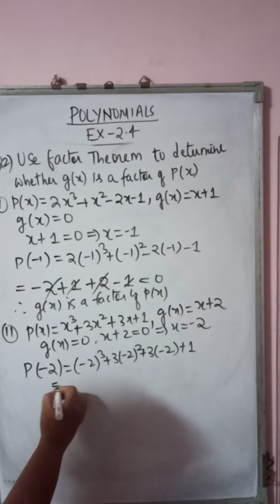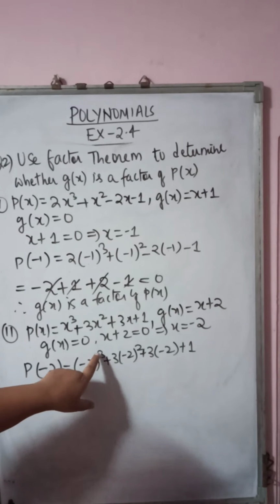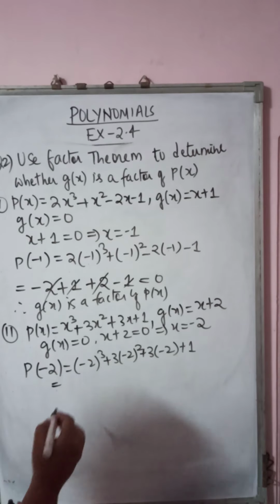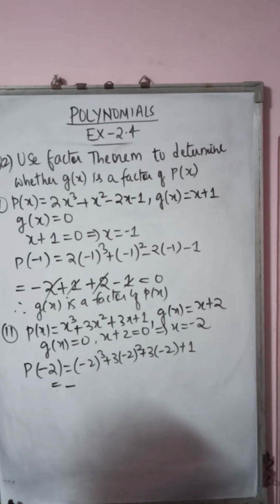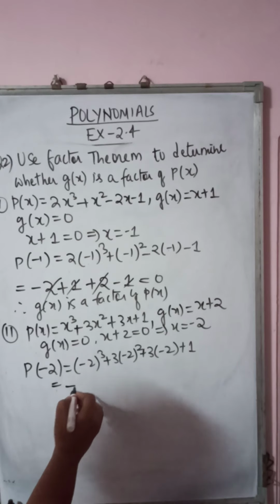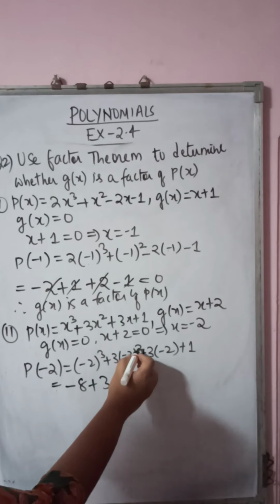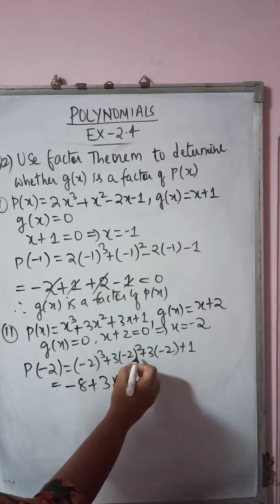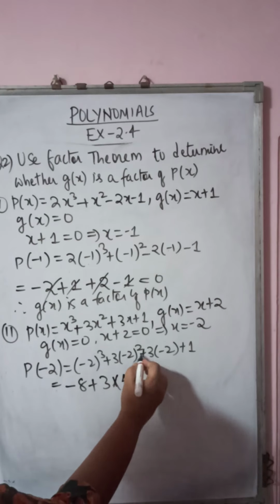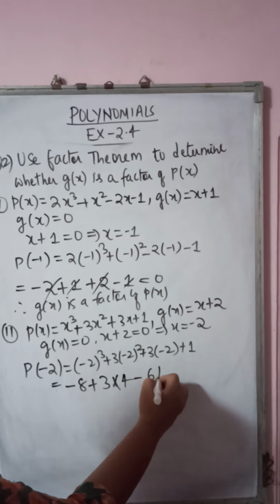Again here, minus 2 cube. The power is odd, it is negative, so the overall sign is negative. But 2 cube means 2 into 2 into 2, which is equal to 8. Plus 3 into, here the power is even, so the overall sign will be plus, but 2 square means 2 into 2, 4. Plus into minus, minus 3 into 2 is 6, plus 1.